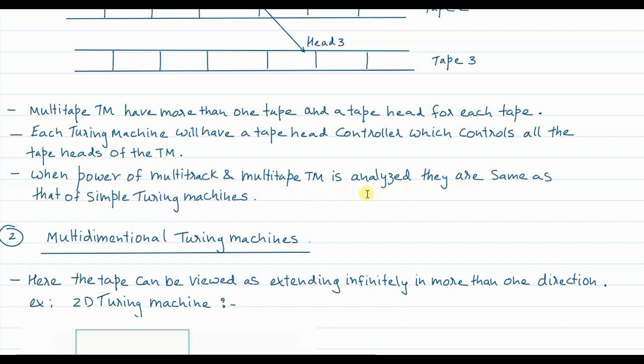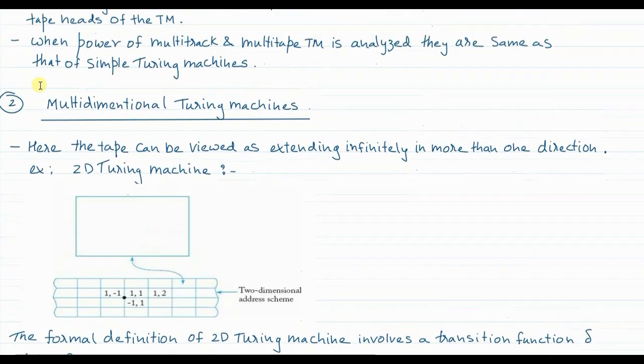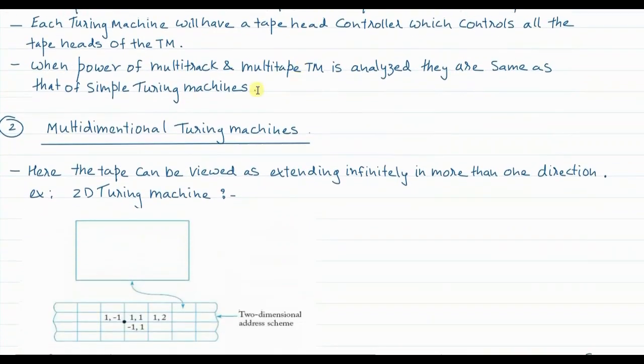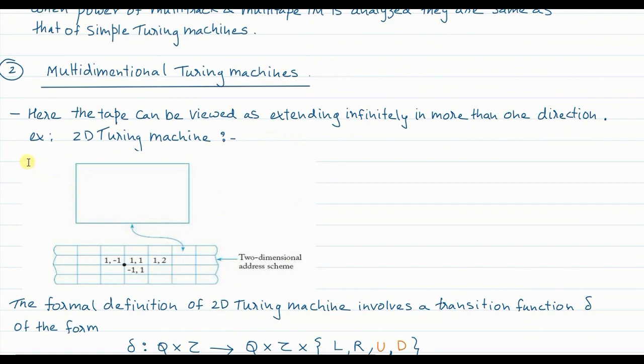Okay, this is analyzed from different algorithms, proofs which we don't have. Right now, the second Turing machine in this category of more complex storage is called multi-dimensional Turing machines. Okay, this is a slightly complex concept, so we will only see the theory of this.